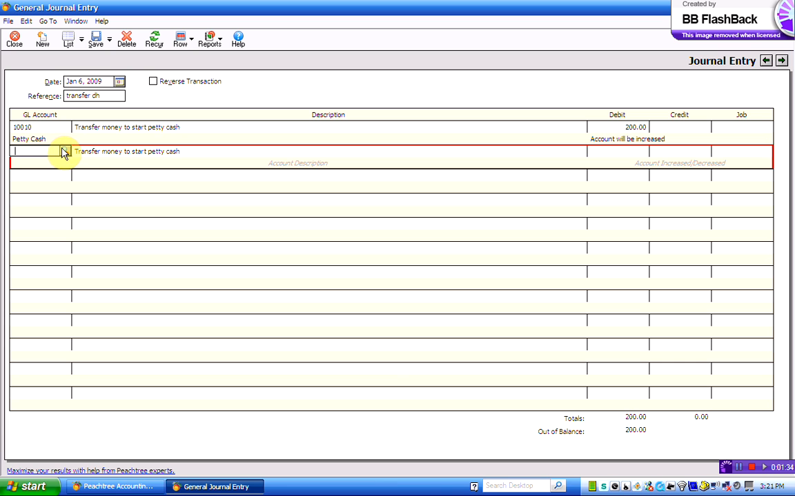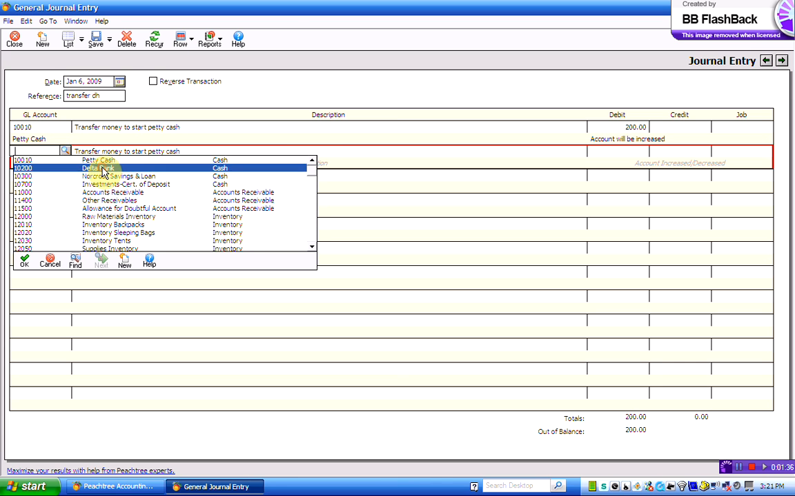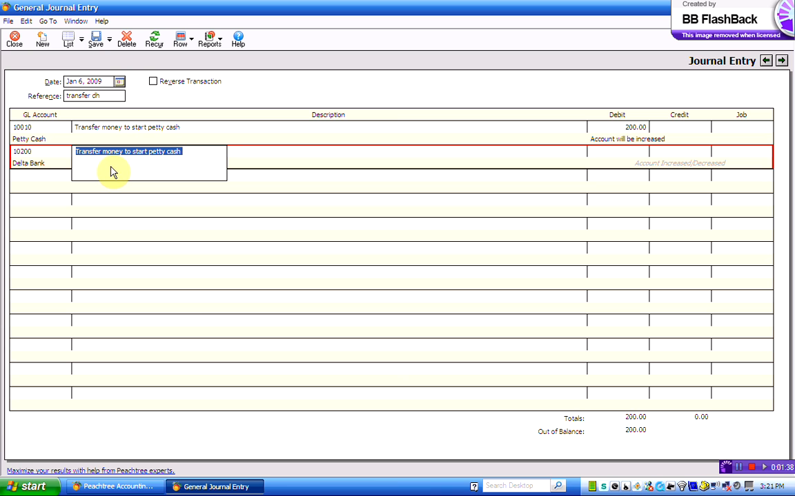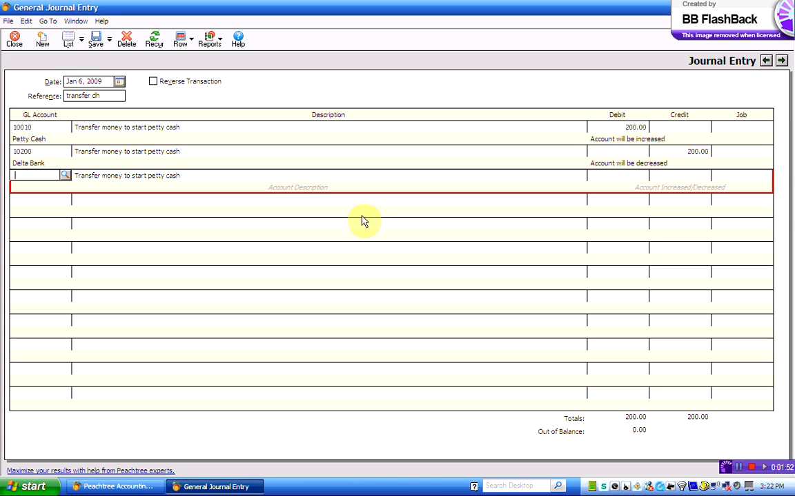Now we've got to work out the account to credit from. Well, I'm going to take it from the main bank account, which is Delta Bank, and I will credit Delta Bank with $200, and that shows what I did was I took $200 out of Delta Bank as cash, and I took it to start the petty cash system. All I now have to do is click on save, and that keeps my record.